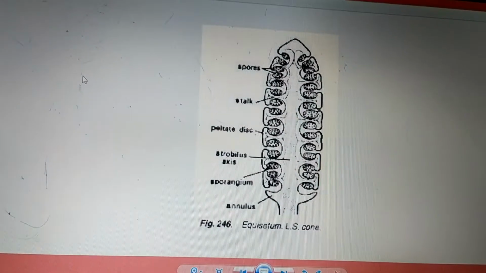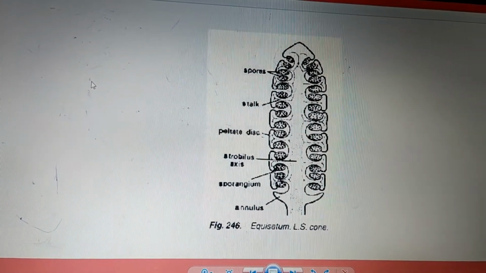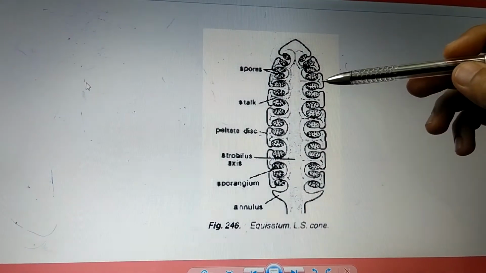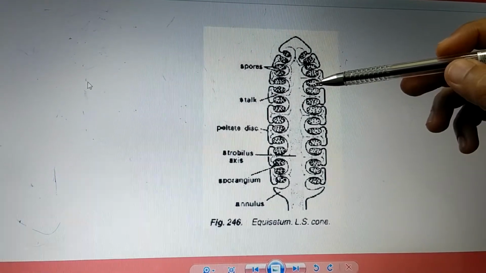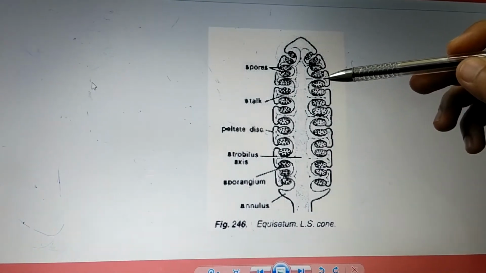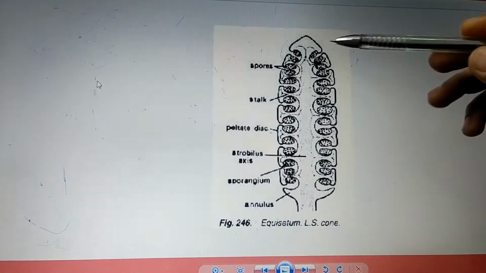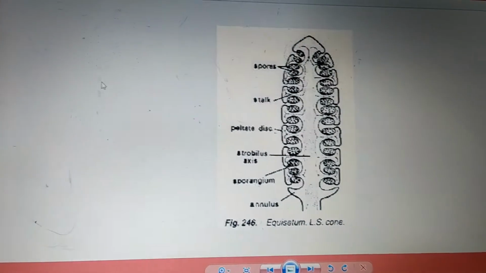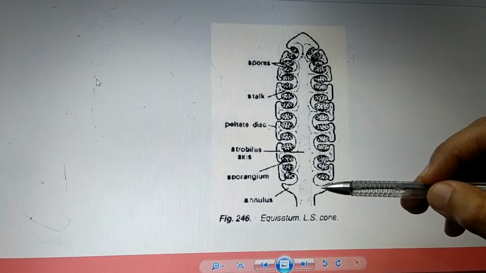In our next session, we will be discussing the development of these spores in the sporangium. Not to be confused: the sporangiophore is a stalk-like structure which holds these sacs called sporangium. Inside the sporangium, we have spores. These sporangiophores are arranged on the cone. Cone is nothing but a strobilus which is formed at the apical region of the shoot, and at the base of the apical region we have first the annulus.